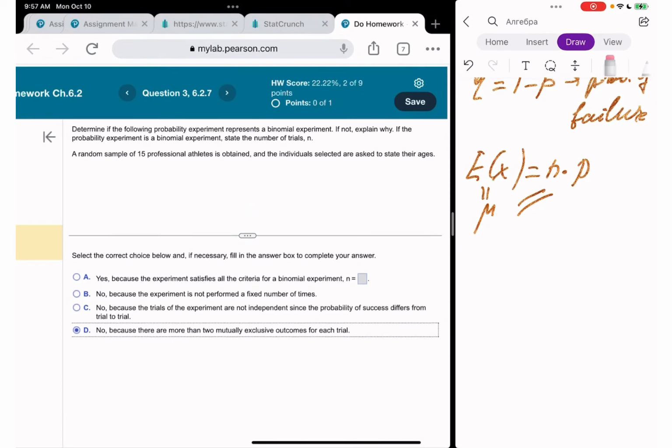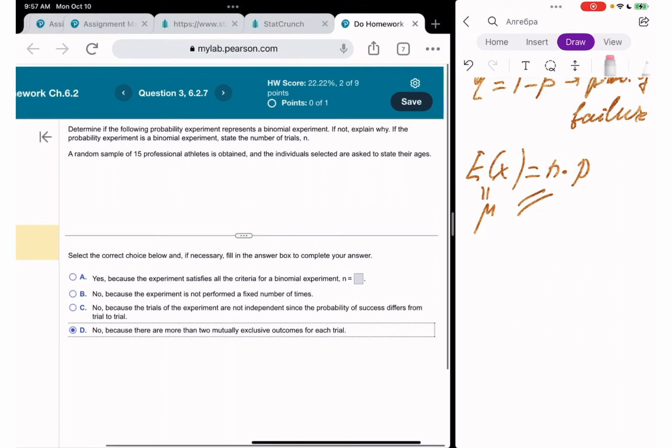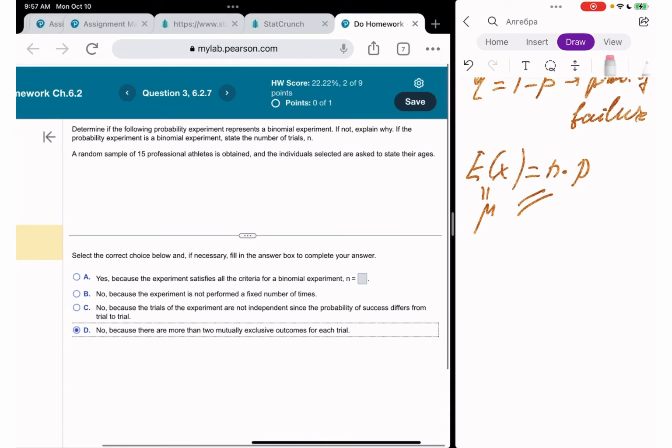Question number 3. Determine if the following probability experiment represents a binomial experiment. If not, explain why. If the probability experiment is binomial, then state the number of trials n. A random sample of 15 professional athletes is obtained, which means 15 is going to be the total n, and the individuals selected are asked to state their age.